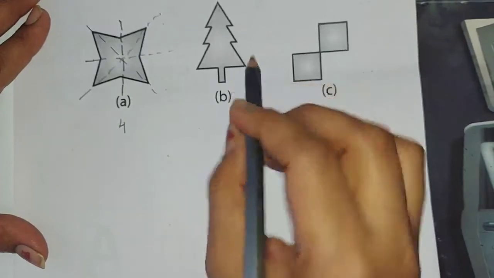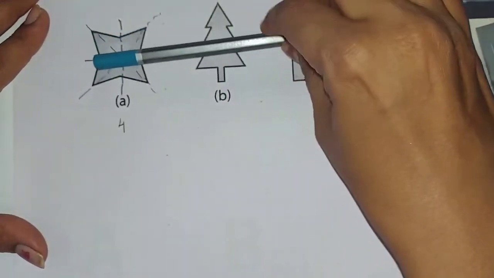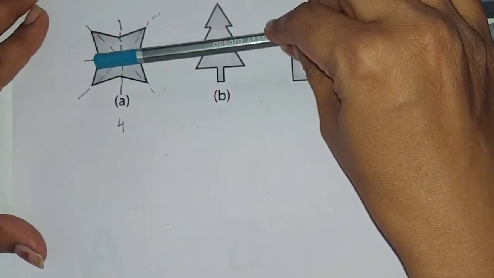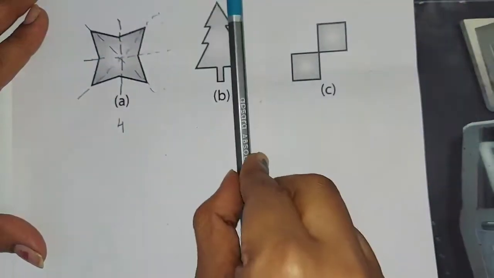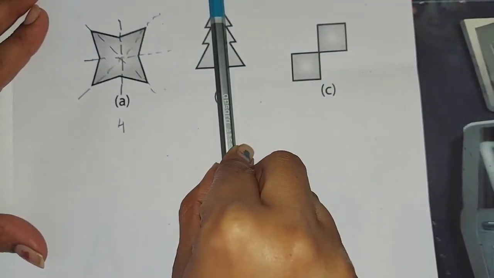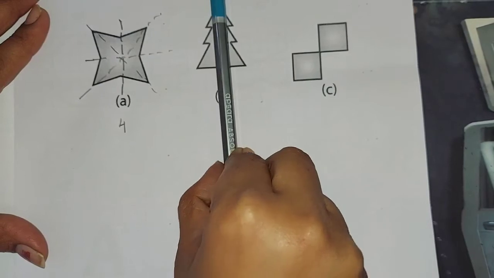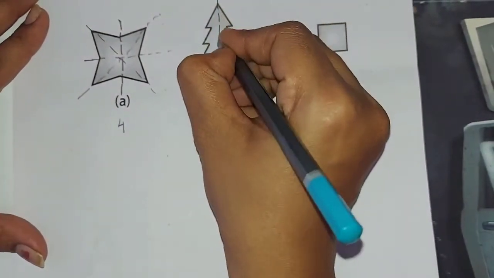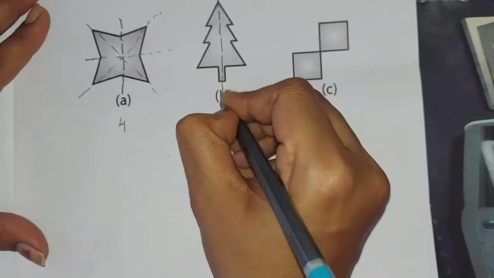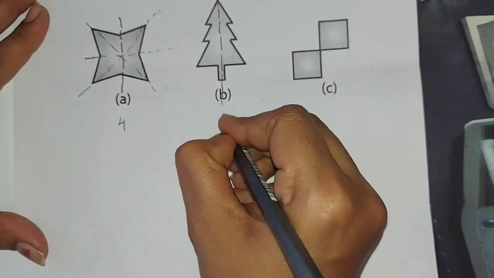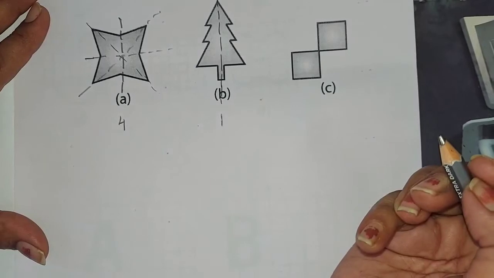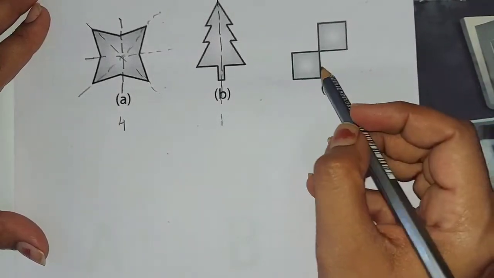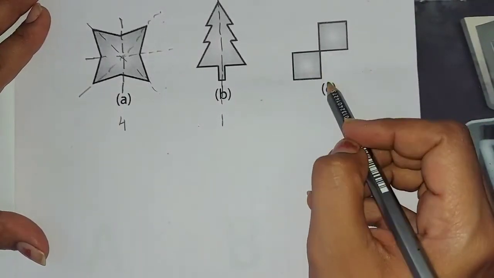In question number B, this is the figure given, Christmas tree form. So if we take horizontal, is the figure divided? No. So this line of symmetry we cannot draw. If we draw vertically, then the figure is divided into 2 equal parts. Hence, there is only 1 line of symmetry. So how many lines of symmetry are there? 1.